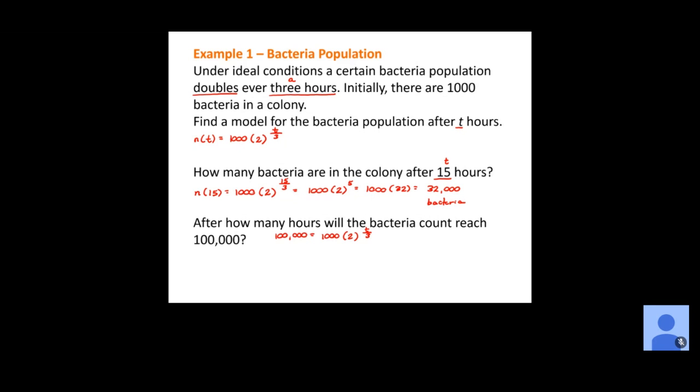So our first step in this case is going to be to divide by that 1,000. So when we do that, we're going to get 100 equals 2 to the t over 3. Remember, now we need to get that t out of the exponent, which means we're going to have to use a logarithm to do that. So I'm going to use a natural log this time. You could use a base 10 log if you prefer. I'm just going to do natural log both sides. And so now remember, we can move that t over 3 to the front. So we end up with natural log of 100 equals t over 3 times the natural log of 2.